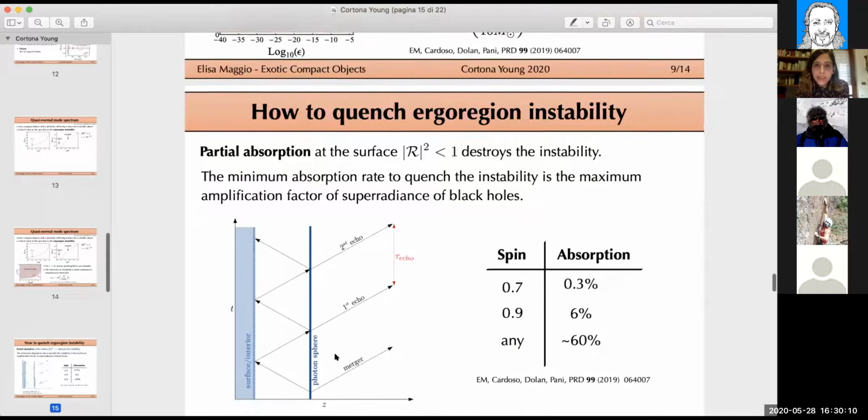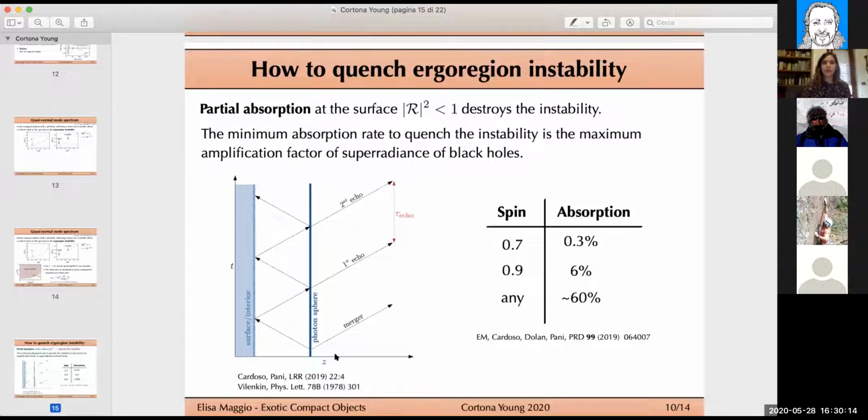But there is a way to have a stable rotating exotic compact object, which is by assuming a partially absorbing surface. This is also a more realistic scenario due to some form of dissipation or viscosity in the matter that forms the objects. What I derived is that the absorption rate you need in order to have a stable object must be at least the amplification factor of black holes. Practically, inside this cavity between the light ring and the surface of the object, waves are amplified, and the absorption should be larger than this amplification in order to have a stable object.